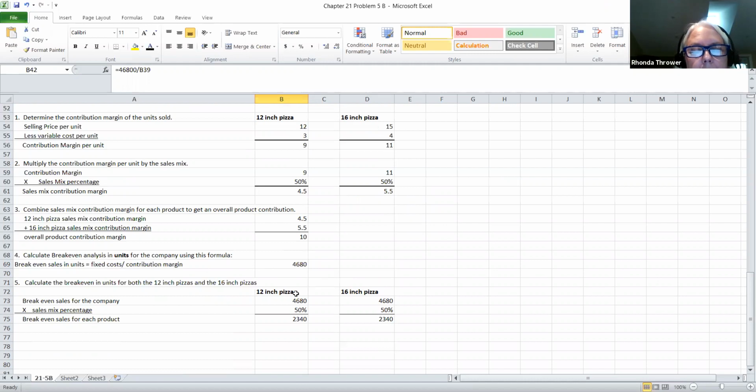If you break it down by pizzas, then we would take that 4,680, and since the sales mix percentage was 50% for both of these products, you multiply that by 50%. So basically the 12-inch pizzas had to sell half of this amount in order to break even, and they also had to sell half for the 16-inch pizzas. So they had to sell 2,340 of each of the 12-inch pizzas and 16-inch pizzas to break even.